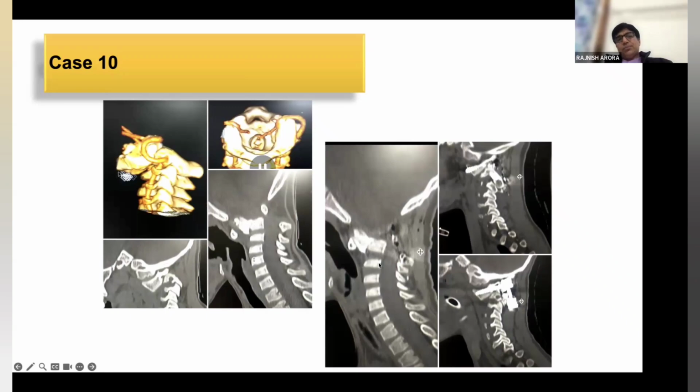So in this patient, the anterior approach was avoided because of his poor nutritional status. It was thought that his anterior wound may gape and he may develop complications. So in this patient, again, the posterior approach worked.